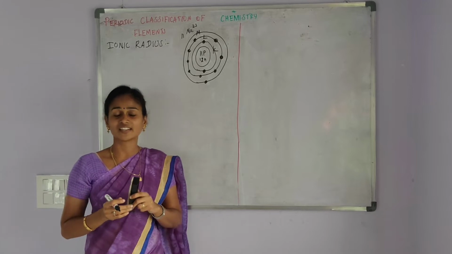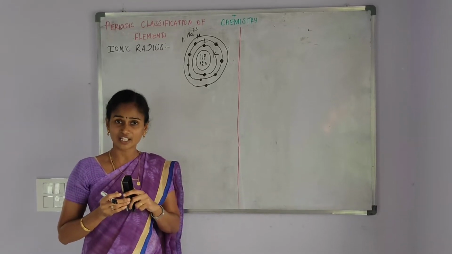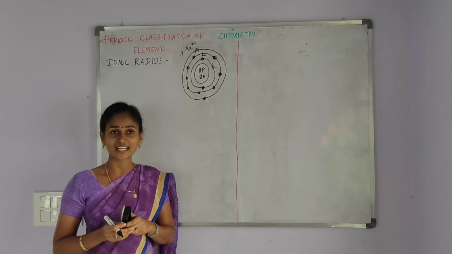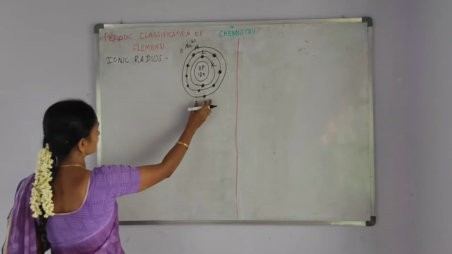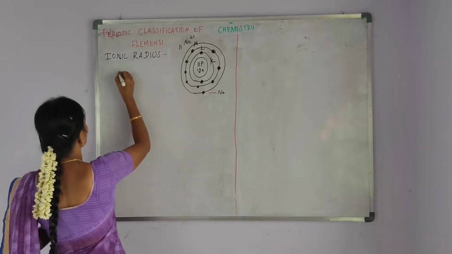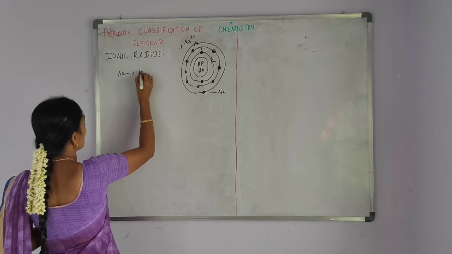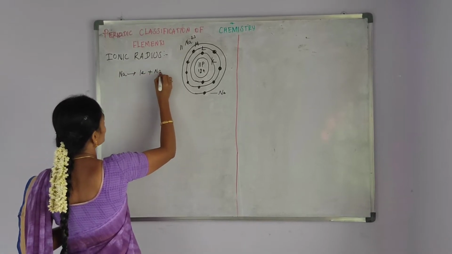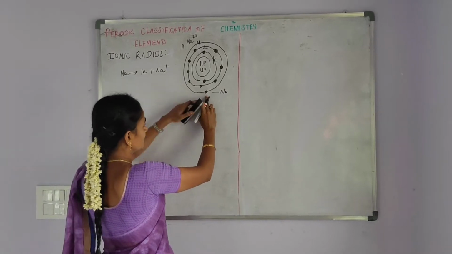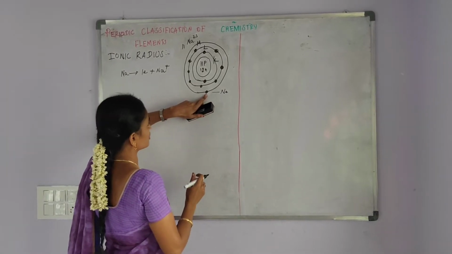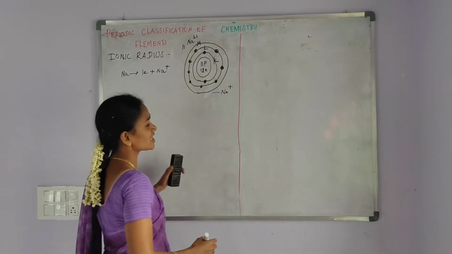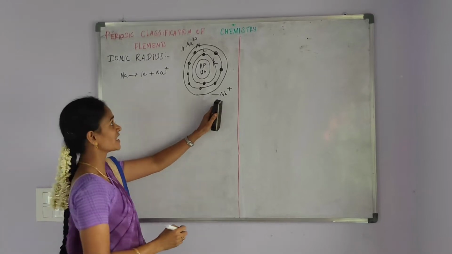Already we discussed that the distance from the center of the nucleus to the outermost shell containing the valence electron is called atomic radius. This is the electronic configuration of the sodium atom. Sodium atom loses 1 electron. It becomes the sodium ion. I am removing the lost electron from the outermost shell. The electronic configuration becomes the electronic configuration of the sodium ion.